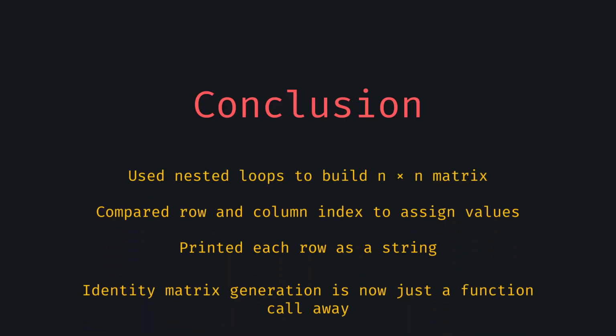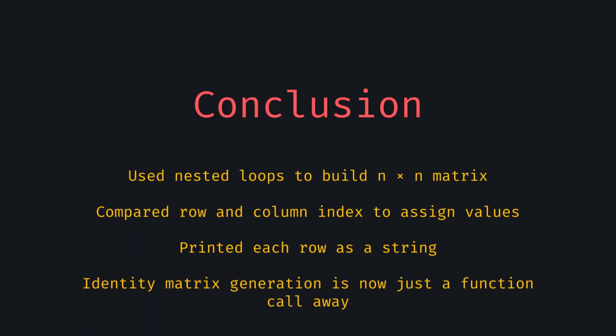To recap, we built a dynamic identity matrix using nested loops and index matching. This is a perfect exercise for mastering logic-based iteration in JavaScript. Try expanding this to build other matrix types or exporting it as a 2D array.